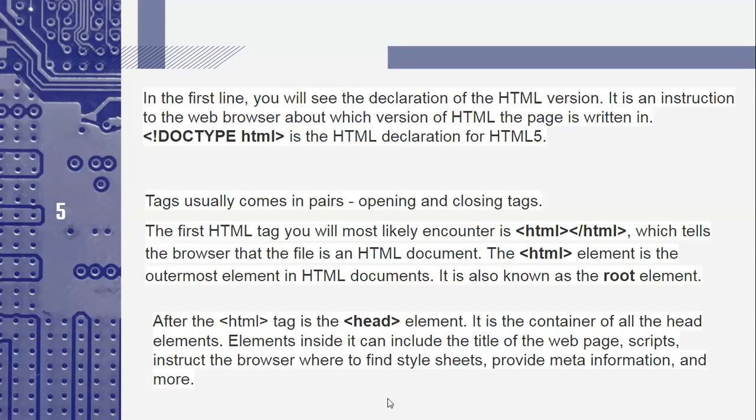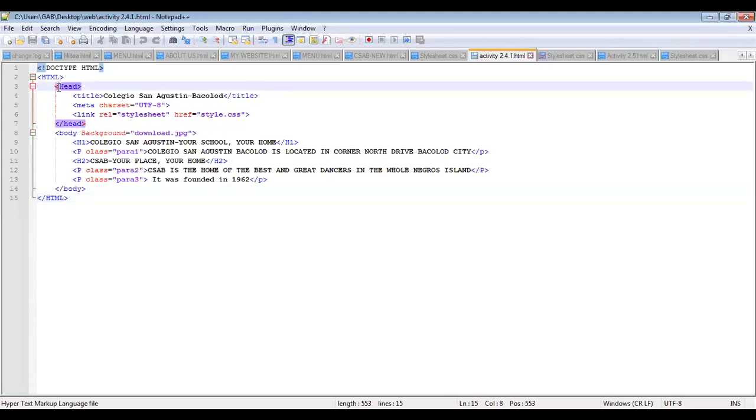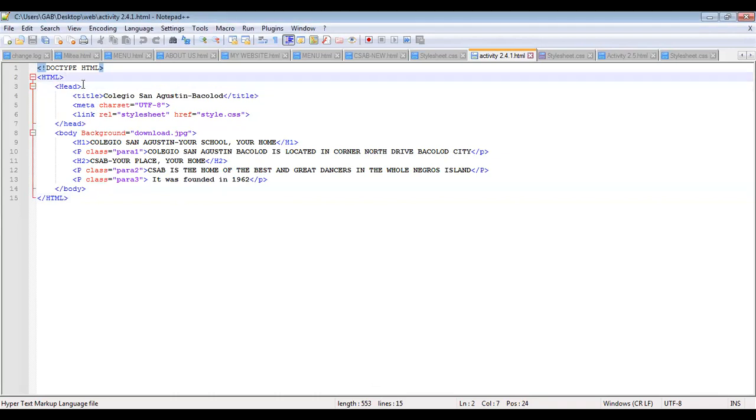Let us try to see what this head tag looks like. So this is the head tag. This is the start tag, and this one is the end tag. What you can see, it contains the title, it contains the link, and also it contains the meta tag. Again, the first one is the doctype html, our declaration for HTML5. Next one is our HTML tag, and then after the HTML tag is our head tag.